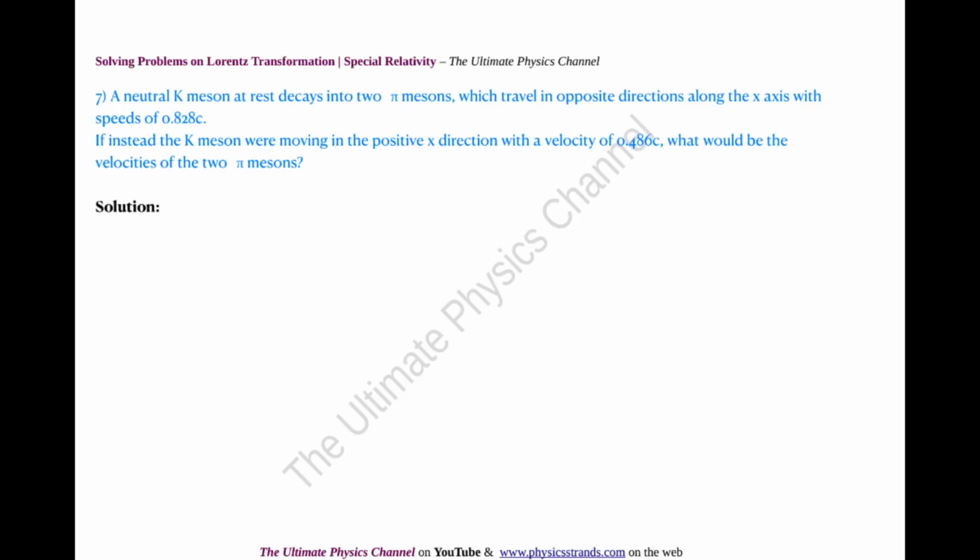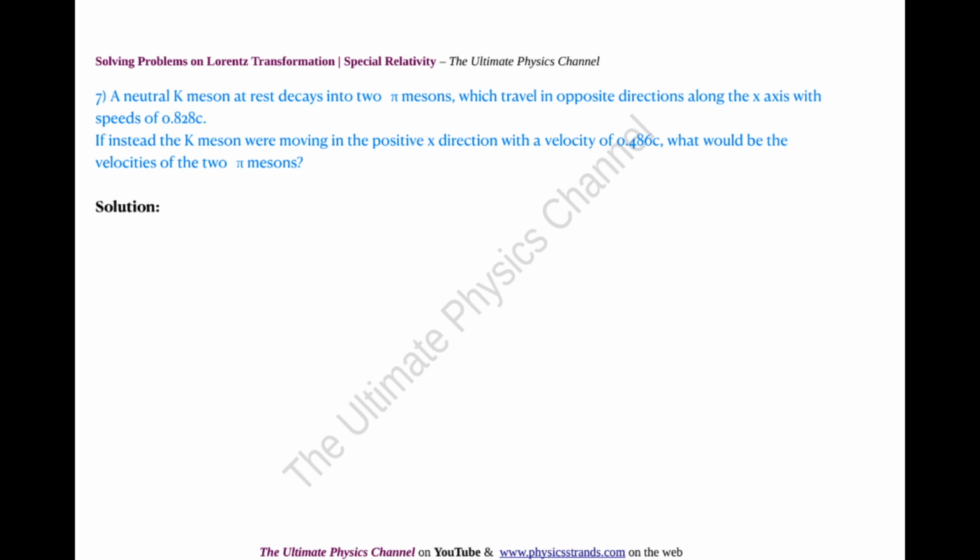A neutral K meson at rest decays into two pi mesons which travel in opposite directions along the x-axis with speeds of 0.828 c. If instead the K meson were moving in the positive x direction with a velocity of 0.486 c, what would be the velocities of the two pi mesons?